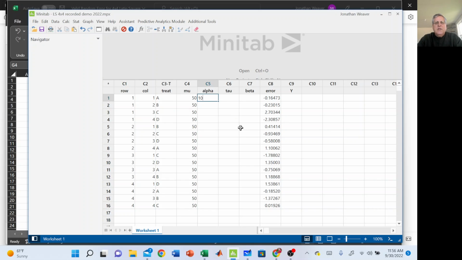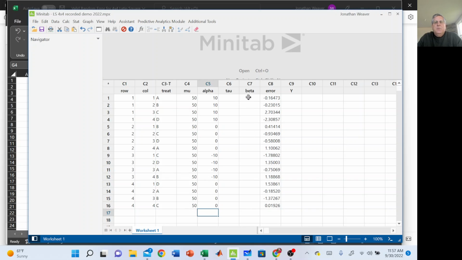Let's say alpha 1 is 10, 10, 10, 10. That would be row 1. And in order to get the summation 0, I'll just pick a different one. Let's pick 3. So I'll make 2, 0. Let's make 3 cancel out number 1: negative 10, negative 10, negative 10, negative 10, and 4, 0. So I'm just picking numbers that happen to satisfy summation of taus equals 0, so it doesn't corrupt the mean. Alpha, this is the row block effect.